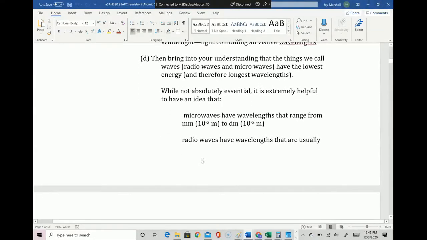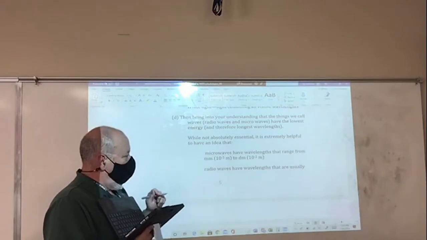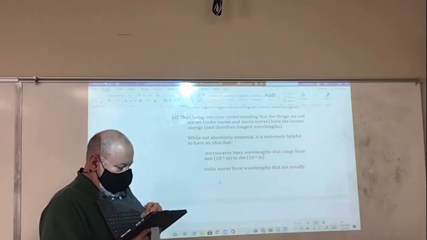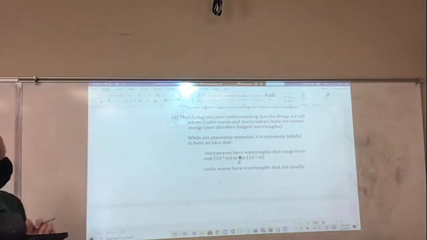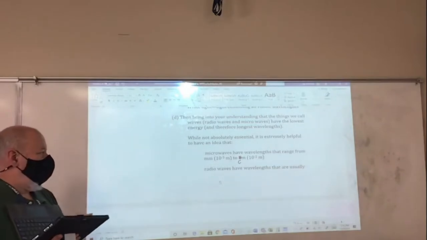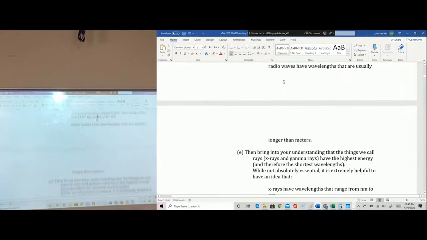And then we remember that things with lower energy, radio waves and microwaves, have the lowest energy and the longest wavelengths. Well, it's not absolutely essential, it is helpful to have an idea that microwaves have wavelengths that range from about millimeters to hundreds of meters, and that should be centimeters, shouldn't it? Not decameters. Centimeters are hundredths of a meter, right? 10 to the negative second is centimeters. Radio waves have lengths that are usually longer than meters.